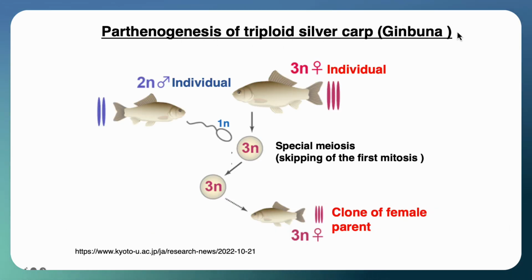Parthenogenesis in triploid carp, Ginbuna. Most triploid carp individuals are triploid females. The 3N oogonia undergo special meiosis to produce 3N eggs. The eggs are activated by sperm from related 2N species, but the sperm nucleus is excluded. This results in female offspring with the same genetic composition as the female parent. Therefore, triploid carp increase their population through parthenogenesis, and the relationship between individuals is clonal.